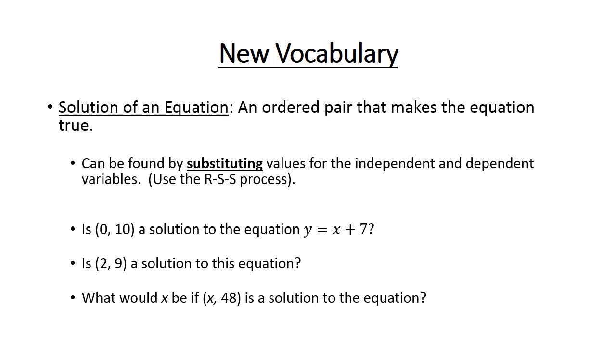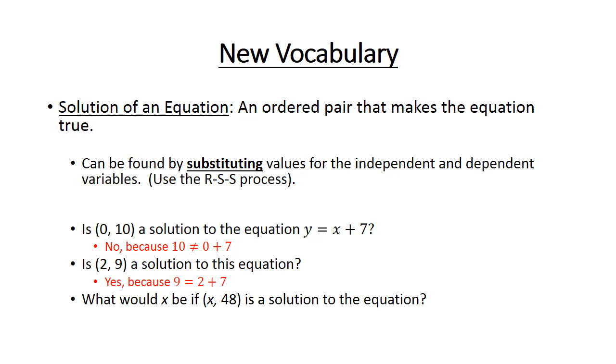First one, is (0, 10) a solution? Well, we would plug 0 in for x, 10 in for y, so we'd have 10 equals 0 plus 7. 10 is not equal to 7, so that is not a solution. Second one, is (2, 9) a solution? We would plug 9 in for y, 2 in for x, and we get 9 equals 2 plus 7. Since that's true, that is a solution.